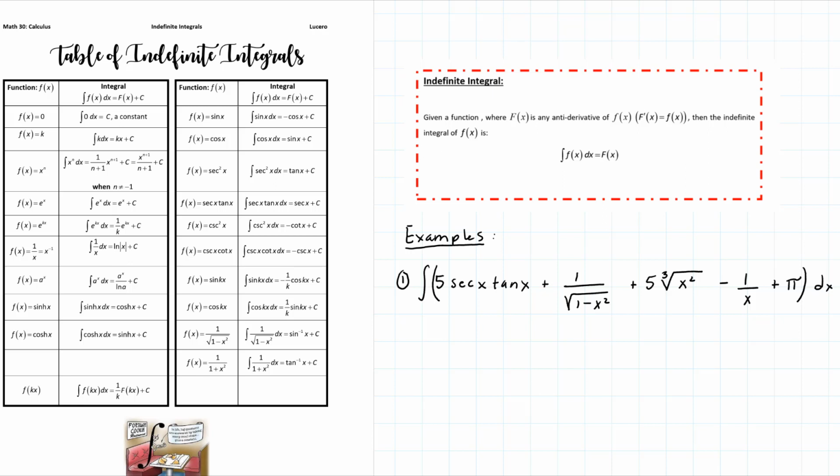So the indefinite integral says that given a function, we call it capital F of x in the definition, given a function capital F of x that is the antiderivative, any antiderivative of little f of x, meaning when you take the derivative of capital F of x, you get back little f of x. Then we define the indefinite integral.